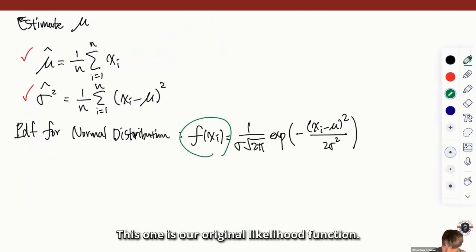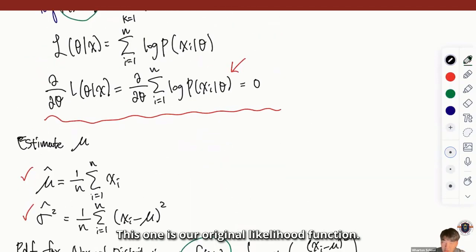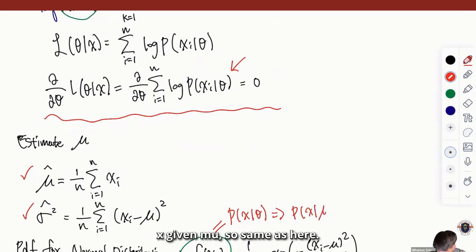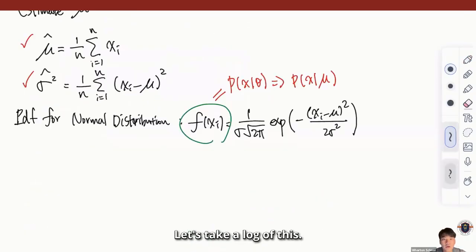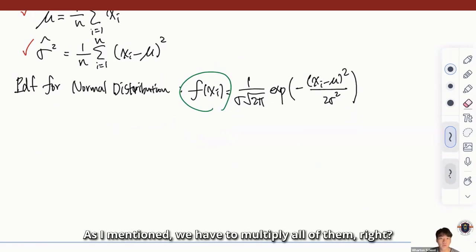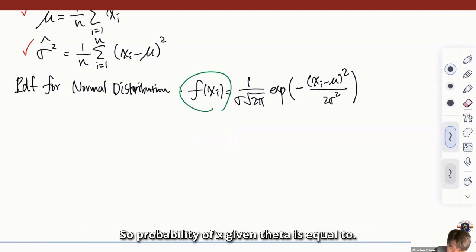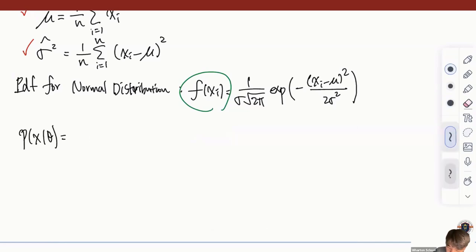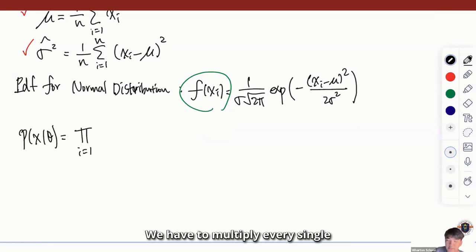This one is our original likelihood function. So this is the same as x given theta. Now in this case, it will be x given mu. So same as here, let's take a log of this. So what is the likelihood of this function? x1, x2, all the samples are independently drawn. As I mentioned, we have to multiply all of them, right? So the probability of x given theta is equal to the product of every single data sample.